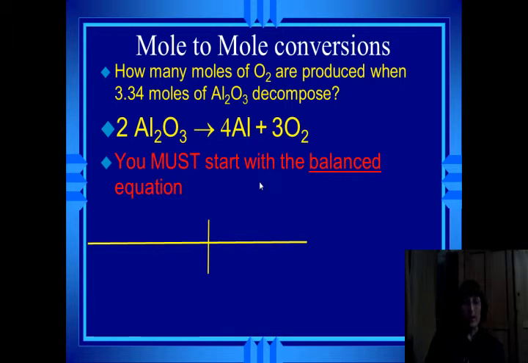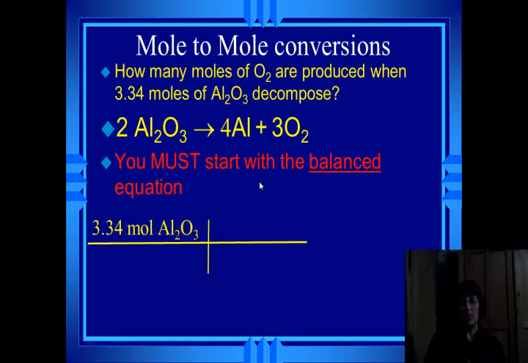So write down what they gave you. They gave you specifically 3.34 moles of aluminum oxide. You must write down the substance that goes with it. Don't just write down 3.34 moles. Write down 3.34 moles and put Al2O3, because you're going to convert from one substance to another. Because the question flat out asks you, how many moles of oxygen? So you're going to have to change from aluminum oxide to oxygen. How do you do that?